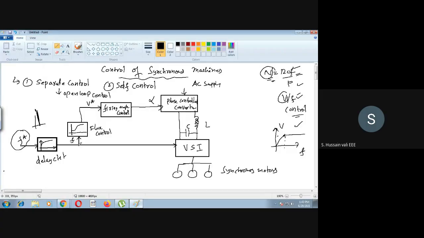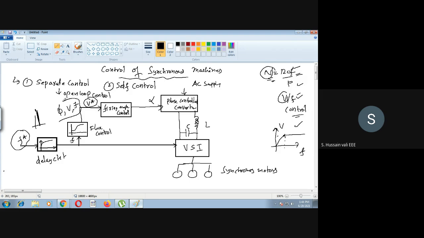Then that delayed frequency will go directly to the voltage source inverter. The voltage source inverter will take whatever frequency you are setting, and that same goes to some flux control. Then after the flux control, you have the reference voltage. Recall that there is a relationship between flux, the voltage, and the frequency.